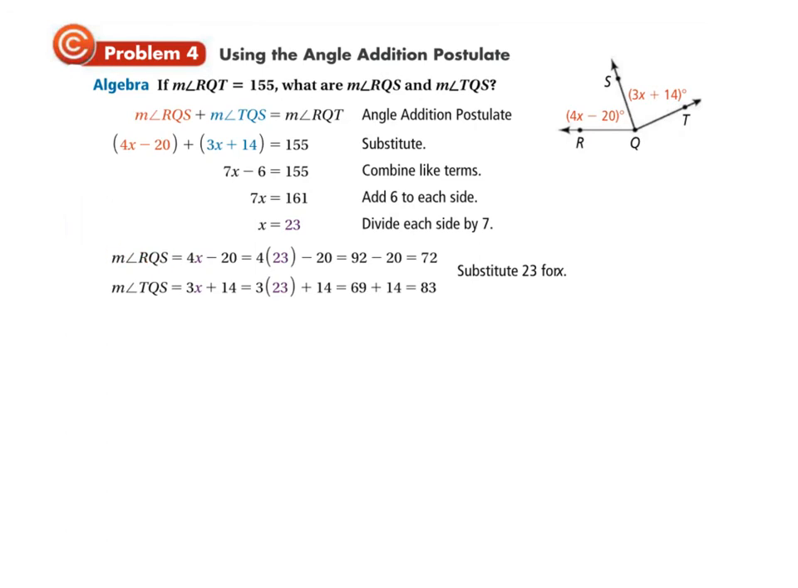So if the measure of angle RQS is 4x minus 20, it's now 4 times 23 minus 20. Simplify that first, then do the subtraction, you get 72. Here, the measure of angle TQS is 3x plus 14, and x is equal to 23, so 3 times 23 plus 14. Multiply first, then add, and you get 83 for that angle. So now we found those two angles. Okay, your turn to do the got it problem.